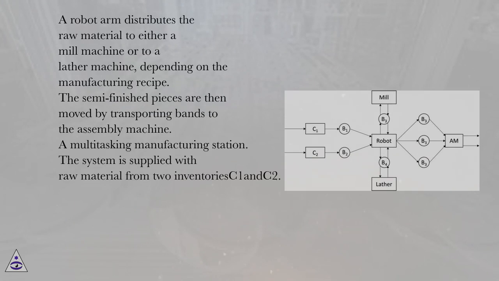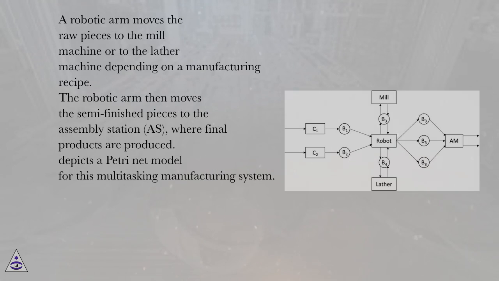A multitasking manufacturing station. The system is supplied with raw material from two inventories, 1 and 2. A robotic arm moves the raw pieces to the mill machine or to the lathe machine depending on a manufacturing recipe. The robotic arm then moves the semi-finished pieces to the assembly station, where final products are produced.